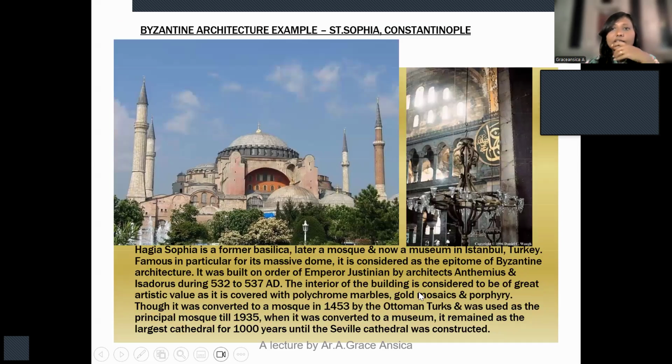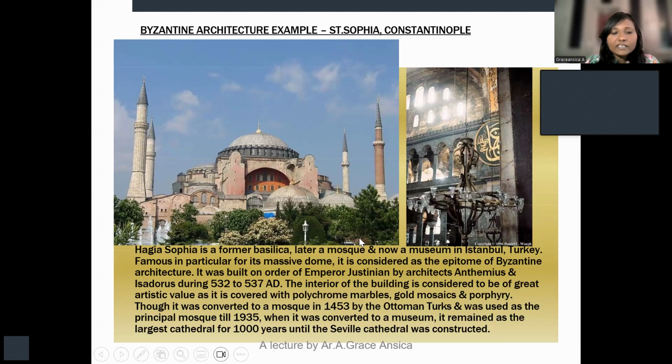The next example is from Byzantine architecture. It's a very important example and very massive. It's very astonishing to see Saint Sophia, Constantinople's Byzantine architecture example. So it's basically called Hagia Sophia. Hagia Sophia has a very big history. It was earlier a basilica, then it became a mosque, and now it is actually a museum. So the typology has actually changed thrice.